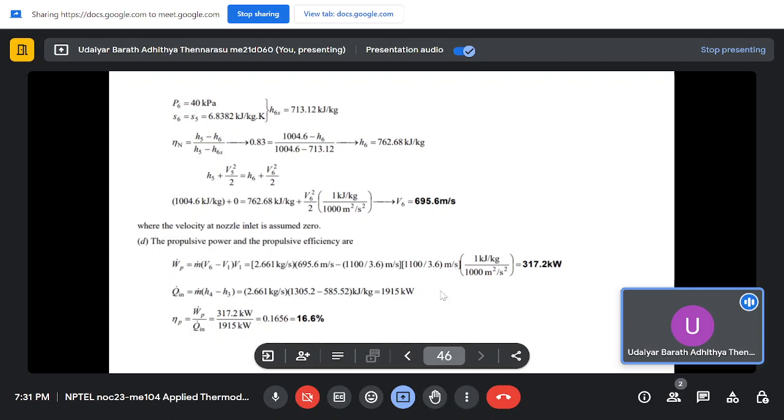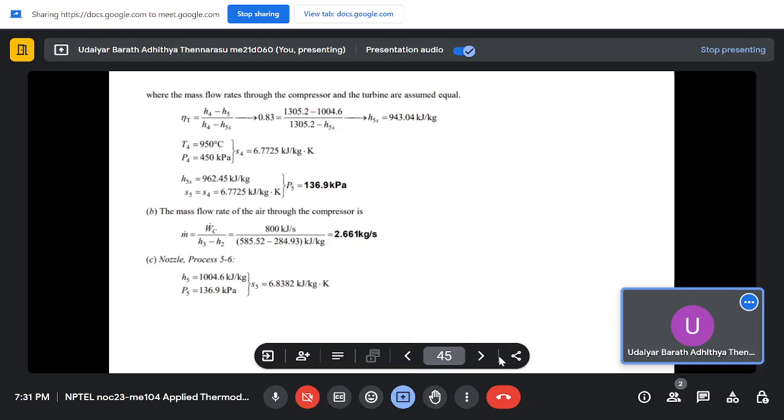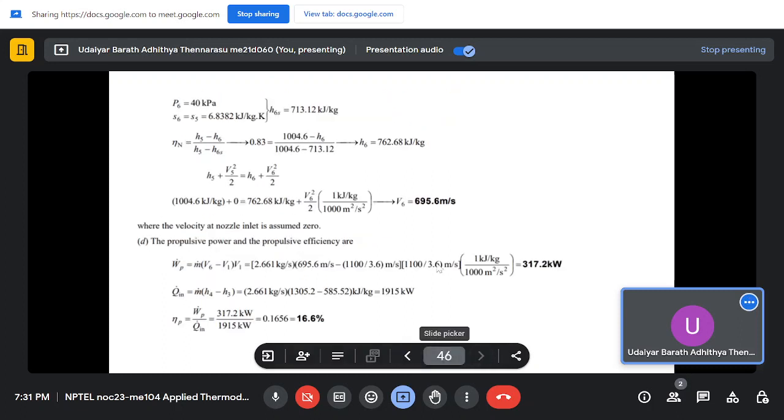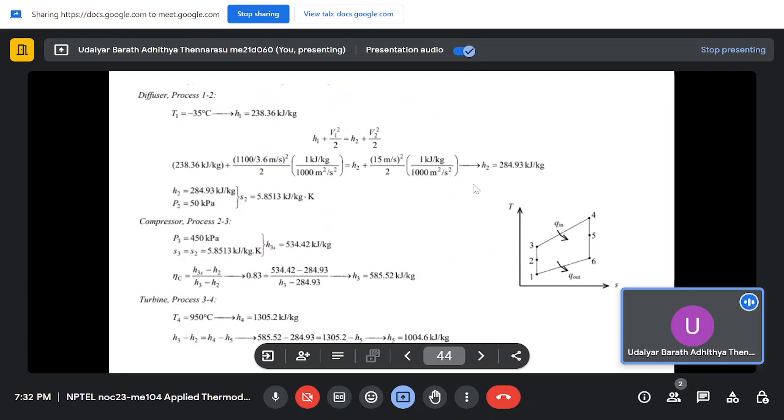So that's all for the jet engines. This ends the module on the gas power cycles. Next week will be on refrigeration, so we'll see numericals and problems on refrigeration. Thank you.